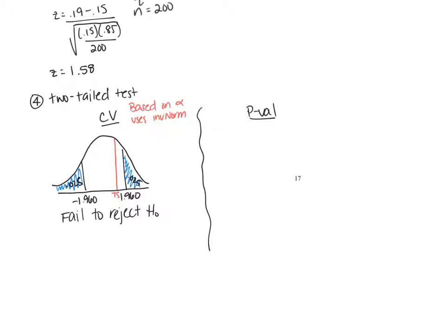Now let's look at how the p-value method would go. So the p-value method is based on your test statistic. And we're going to use the normal CDF function on our calculator. We're still going to start by drawing our picture. And it's still a two-tailed test. We're still looking at the area in the 2 tails, but now the area represents something different. That area is no longer our rejection region, but it's our p-value.